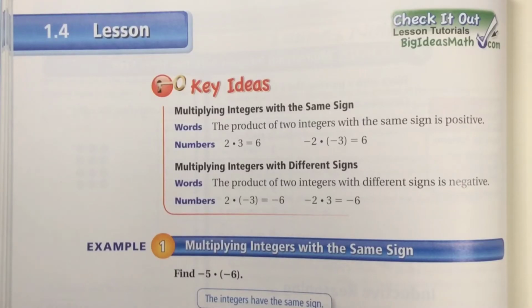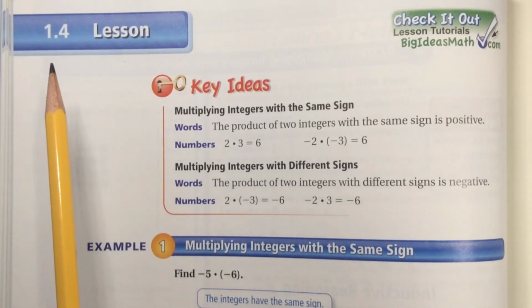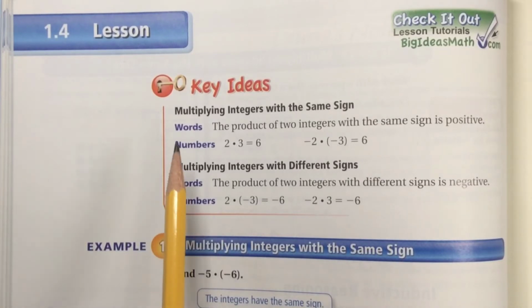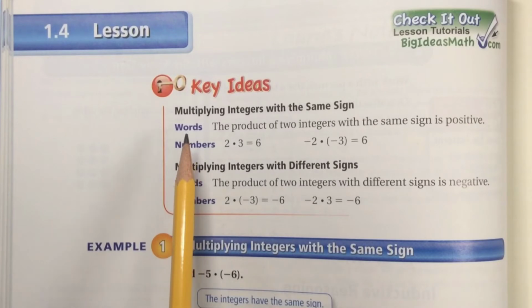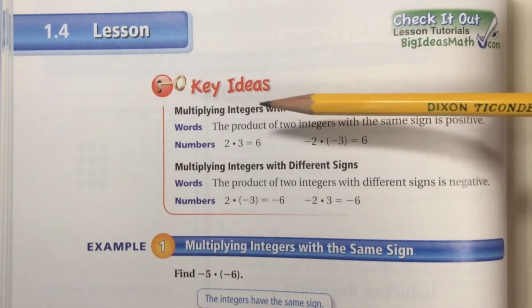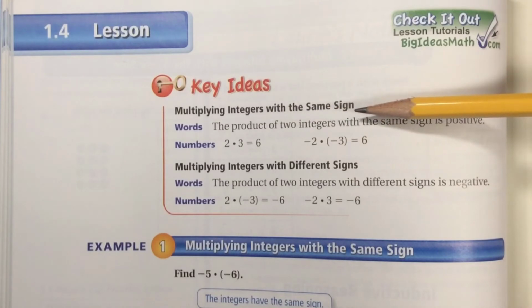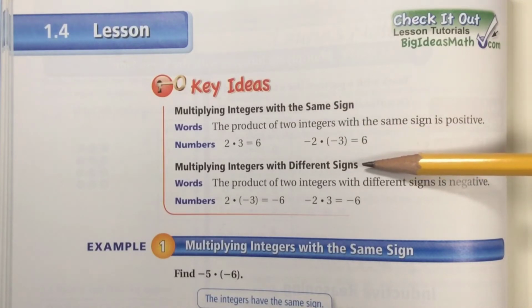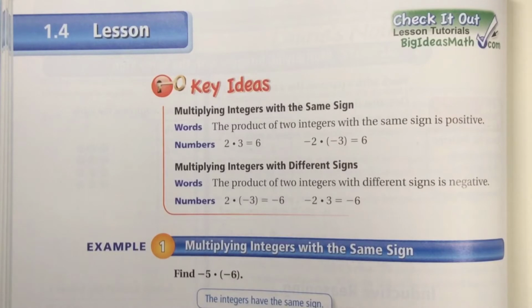All right, well, this is lesson 1.4. It's found on page 24 in your textbook. And here the key idea is multiplying. So we're going to be multiplying integers. There's two different scenarios. Multiplying integers with the same sign, and then multiplying integers with different signs. This is actually easier, I think, than adding or subtracting integers, because here's the rule.